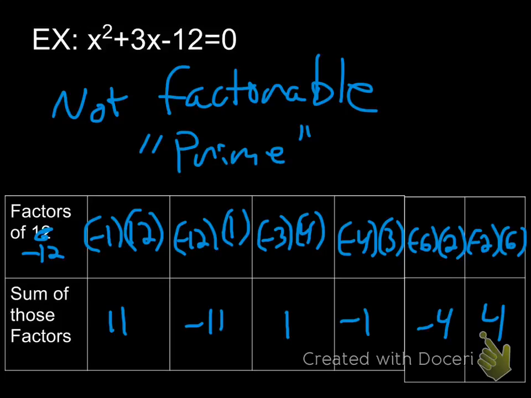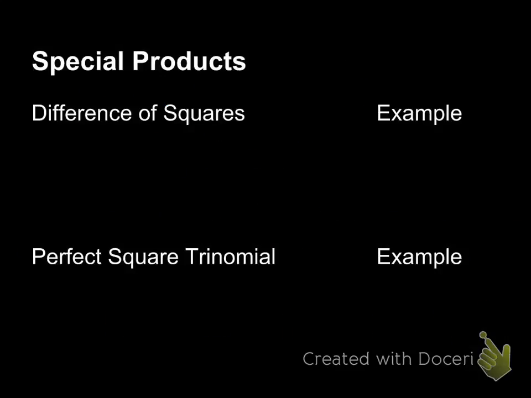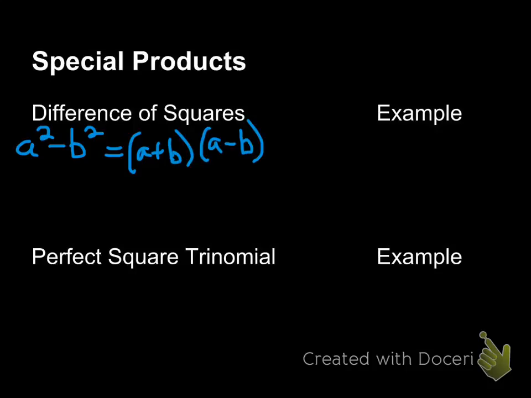Difference of squares would be something like if I had a squared minus b squared. I've got a square minus a square. That factors into, and this is something you might just want to memorize, a plus b times a minus b. What this does not factor into, and do not write this, is a minus b squared. That is not true at all.